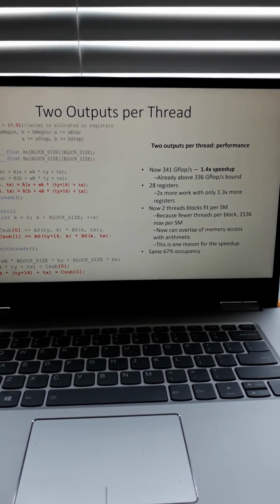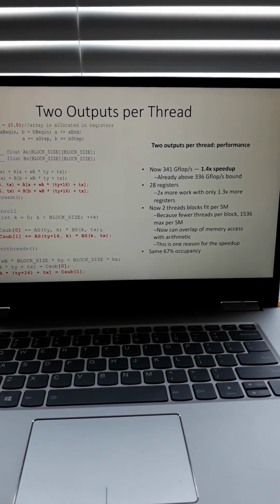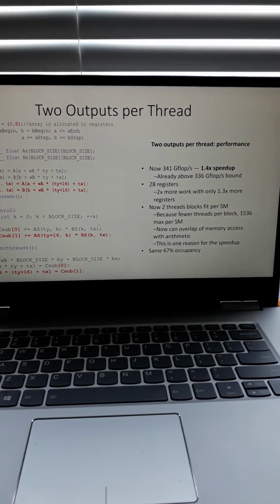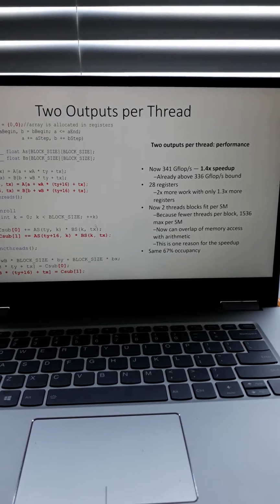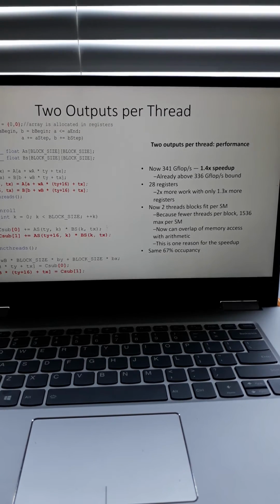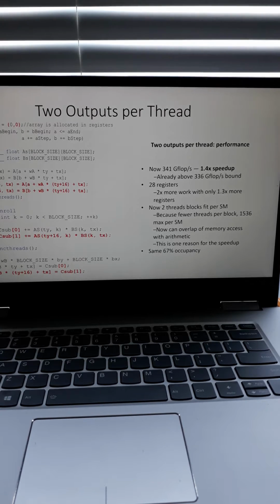Now let's increase the number of outputs per thread to 2. Over here in this case, instead of fetching one memory access per input matrix, we are fetching two memory accesses per input matrix. We are running two arithmetic instructions per thread, and we are assigning values to two output matrix indices.